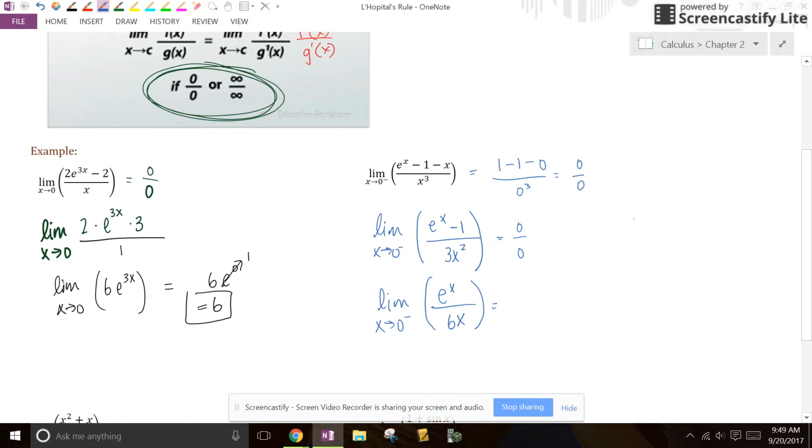I plug in 0, and I get e to the x is 1 over 0. Woo, that's not indeterminate form. What does that actually mean? That actually means we're heading to infinity or negative infinity, right? Something weird's happening. The graph is going up or down. It's reached an asymptote. And so now the question is, well, is it going to infinity or negative infinity?